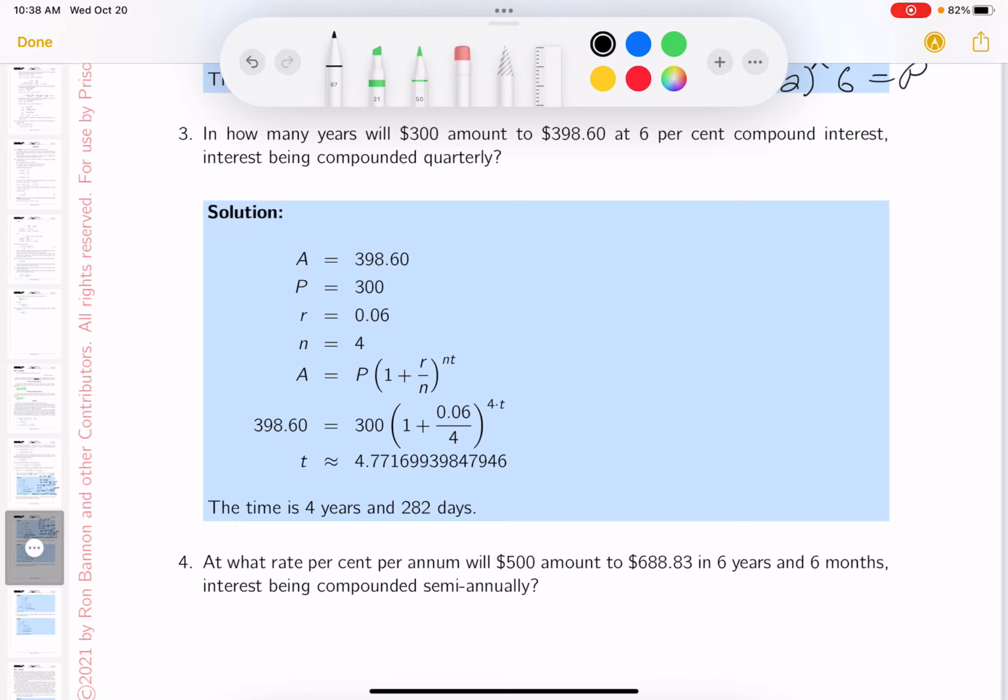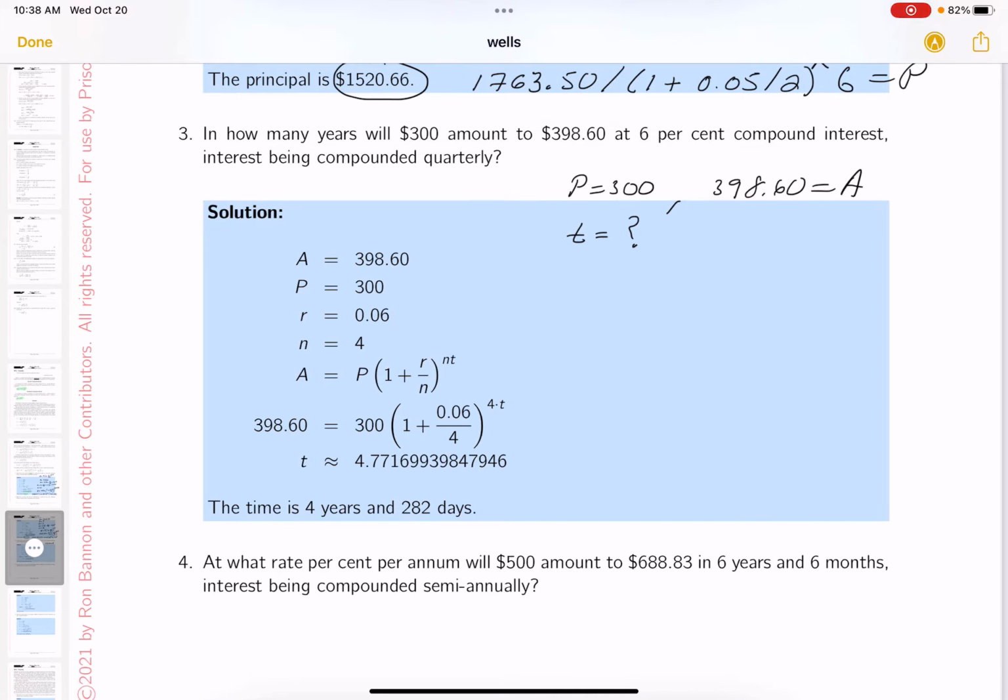In how many years will $300 amount to? So I'm going to say the principal is $300. And it amounts to this over here, 398.60. And that's the A. And what I don't know is I don't know T. This is their question. I have no idea what T is. All right. I know it's going to take some time for that to happen, though. And then they said the R is 6%.